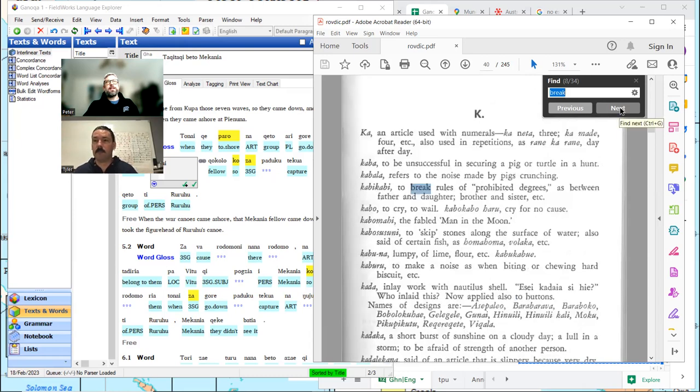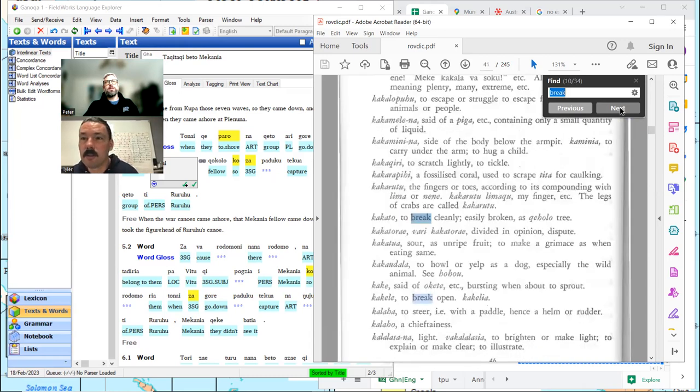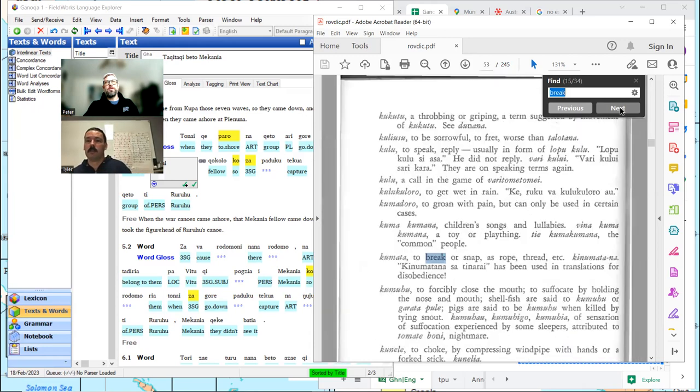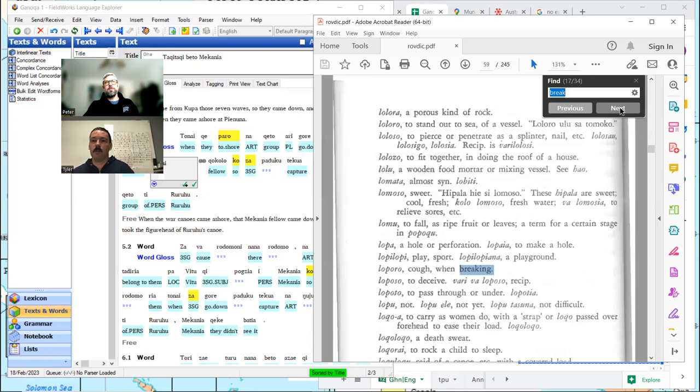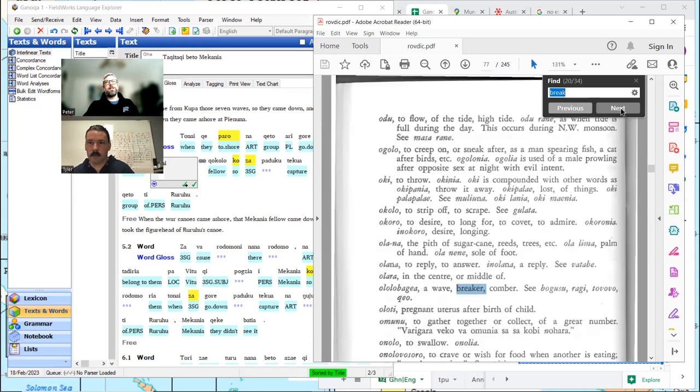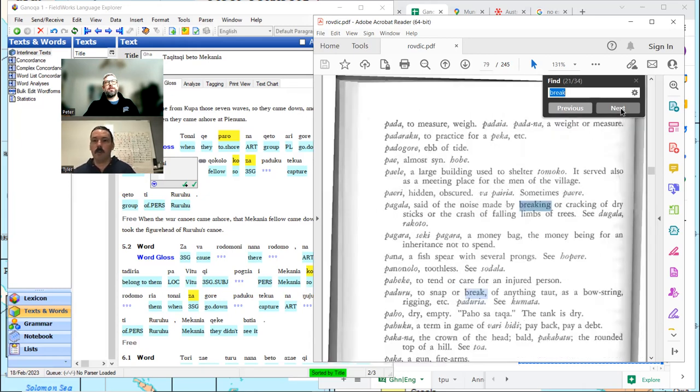Let's keep moving for break, because I think there's one that might be even closer to us. Break off branches. Break cleanly. Break again, open. Panduku. We want break something with shells, break in the clouds. Kumata. Panduku. Breaking. Moku, to break certain things. Spear, paddle, stick. Mokwa. There we get poraka for something else. It might be that there's no real correspondence, or that it's... Sure. Panduru. There we go. Panduria panduku. That does seem like the most closely related one.